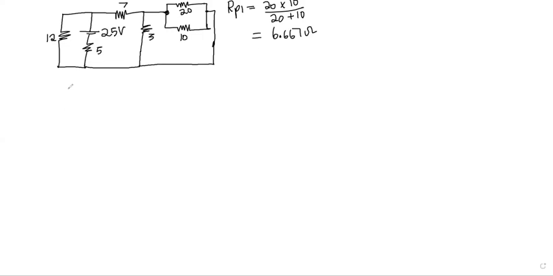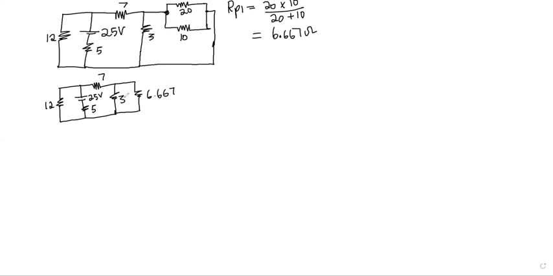So always I will have to redraw. After calculating, you redraw the circuit and you replace the combination by the value you have got. There's still the 12 V supply, the 5 ohm, the 7 ohm, and the 3 ohm. The 20 and 10 will be replaced with 6.667. This is still 12 V, it won't change. So I've replaced 20 and 10.